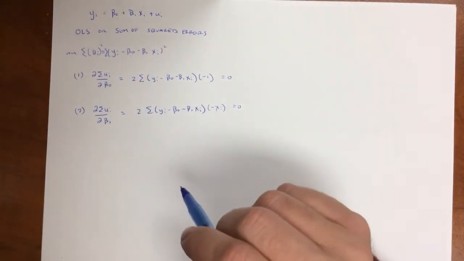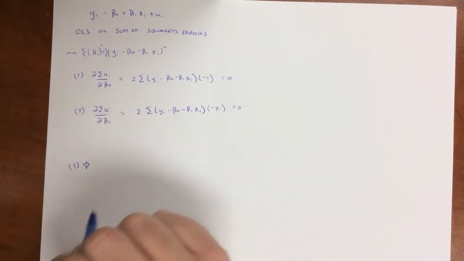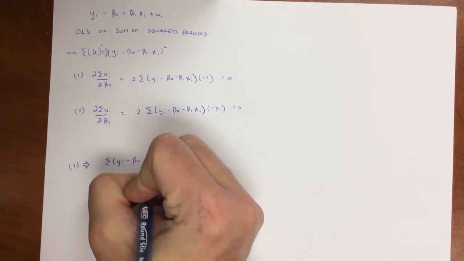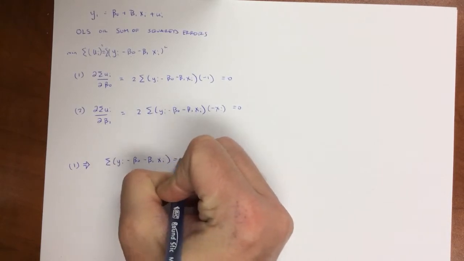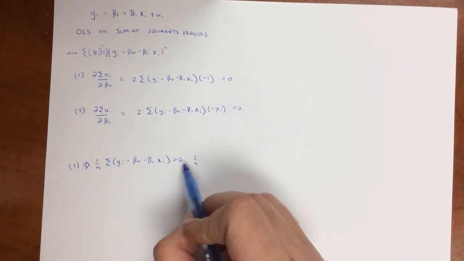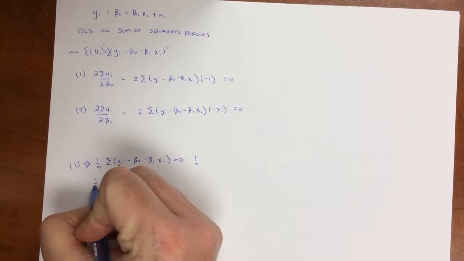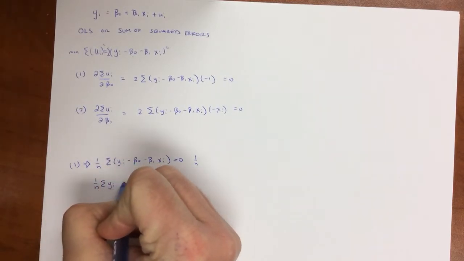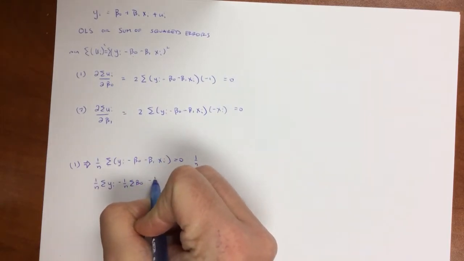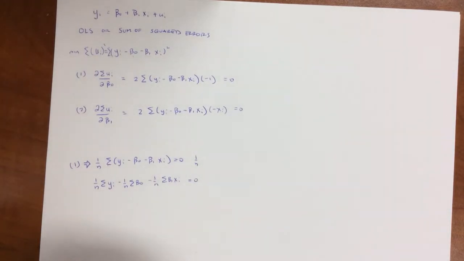I can divide each side by negative 2. So from the first equation, dividing each side by negative 2, I get the summation of y_i minus beta naught minus beta 1 x_i equals 0. I now multiply each side by 1 over n, so the right side stays 0. I'm going to factor the summation through. I get 1 over n summation of y_i minus 1 over n summation of beta naught minus 1 over n summation of beta 1 x_i equals 0.